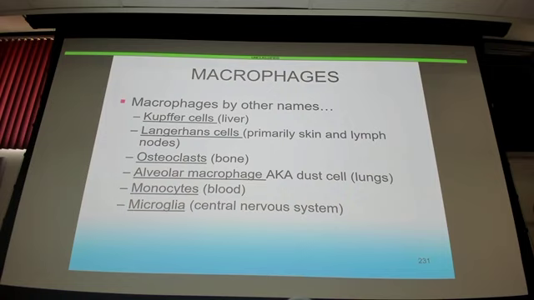So think about macrophages and what they do. They kind of break down things. So osteoclasts are going to digest bone, basically. Alveolar macrophage, talking about dust cells that are found in the lungs. Monocytes, just in general in blood, are macrophages. And then microglia are found in the central nervous system. Within the CSF, that kind of stuff, there's microglia that help clean up that area. They're a type of macrophage.